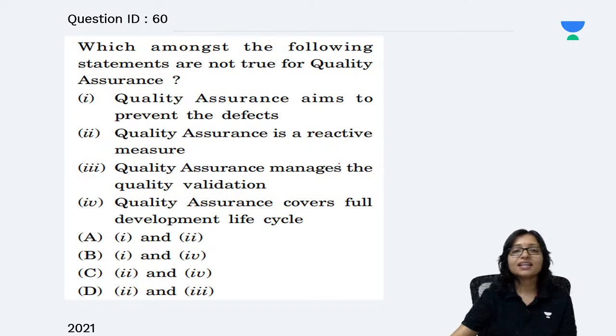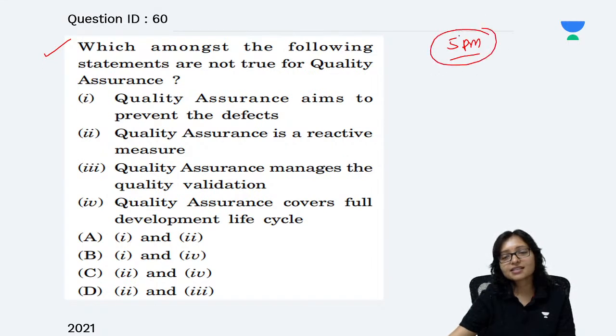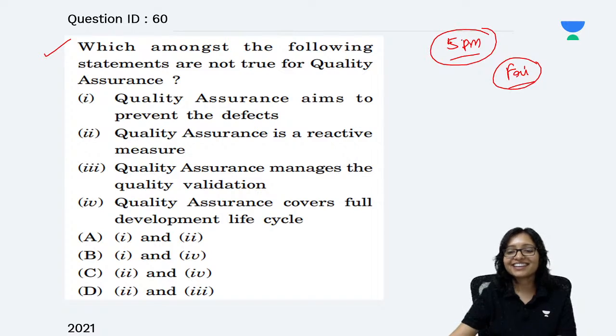So this is quality assurance. This is the last question for today. Tomorrow we will do again. Tomorrow 5 p.m. the class is there again. Till Friday, classes are there every day. So tomorrow 5 p.m. we will also discuss the answer key.